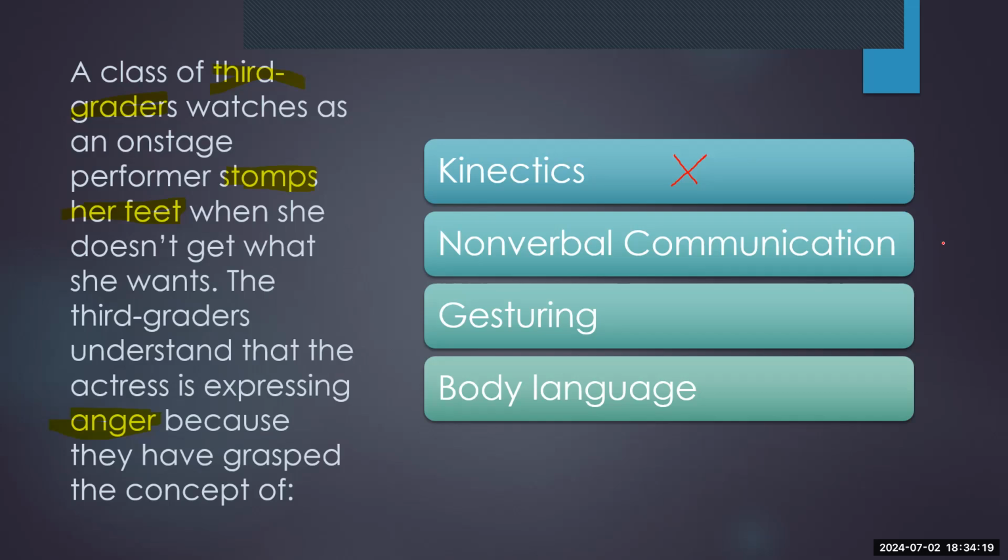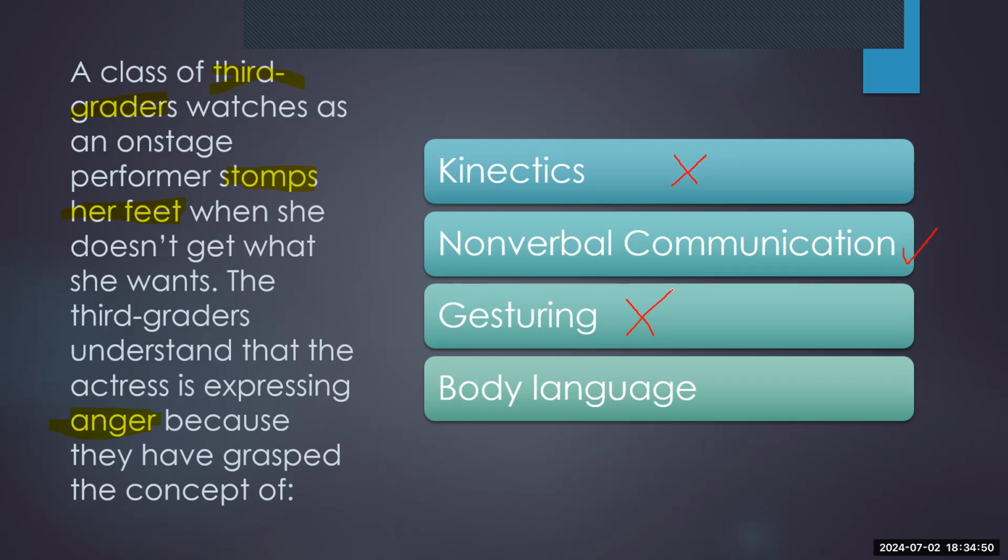All right. How about nonverbal communication? Yes. Okay, we like that one. All right. How about gesturing? I don't think so. No. When we think of gesturing, we think more of like pointing, and it's a body movement that doesn't have an emotion attached. I can point at you and you don't know if I'm happy or sad. It doesn't have that kind of emotion attached to it.